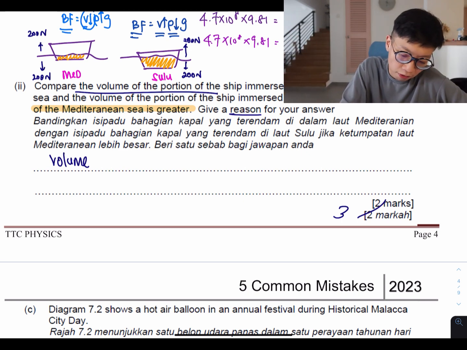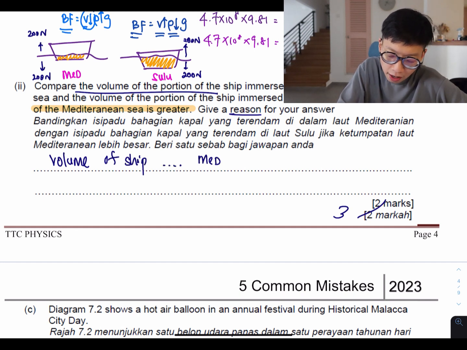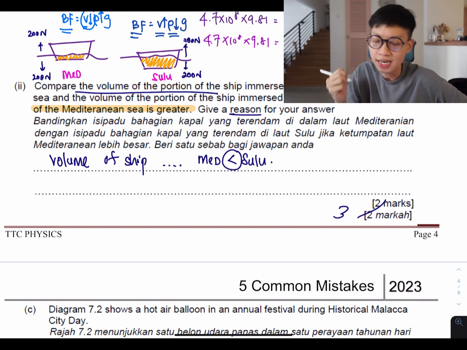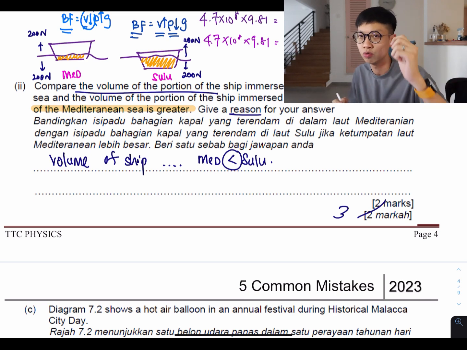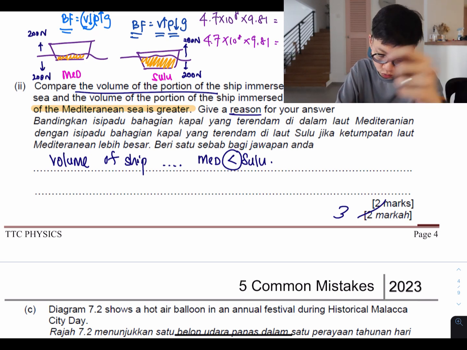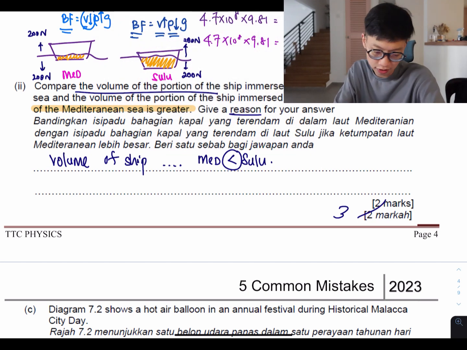So we'll say the volume of ship immersed in the Mediterranean is lower than in the Sulu Sea. Teacher, can I write this sign? In the exam, I don't recommend you write this sign. I suggest you write lower than Sulu Sea, lesser than Sulu Sea.